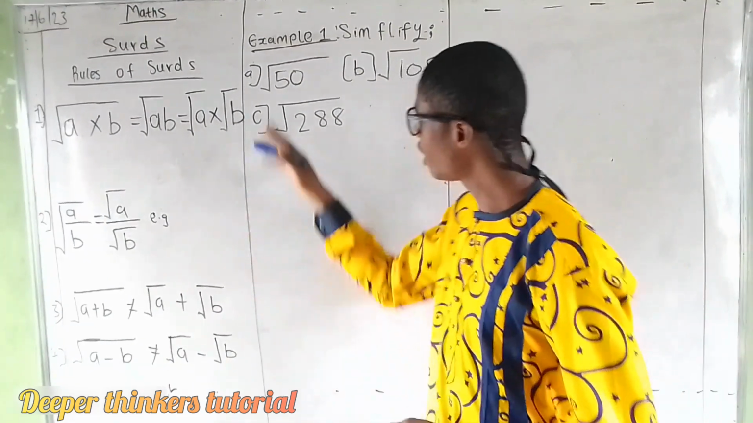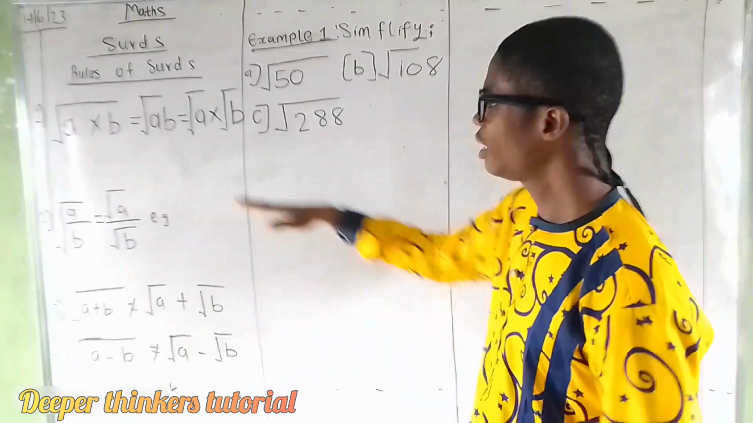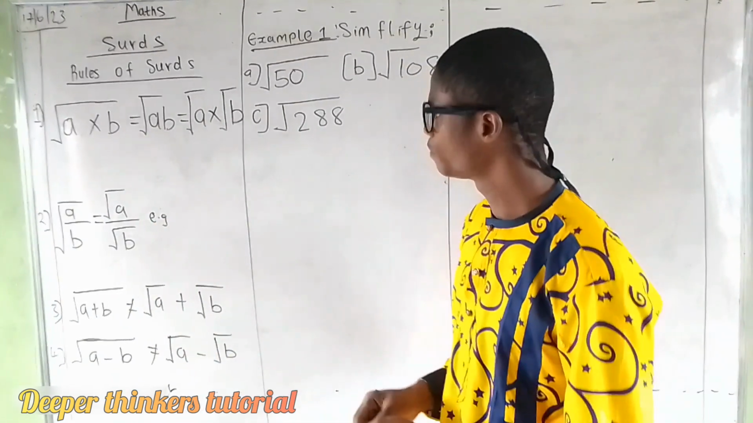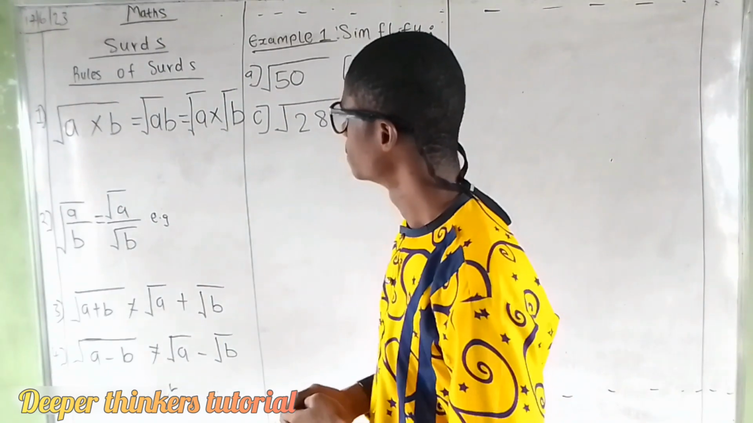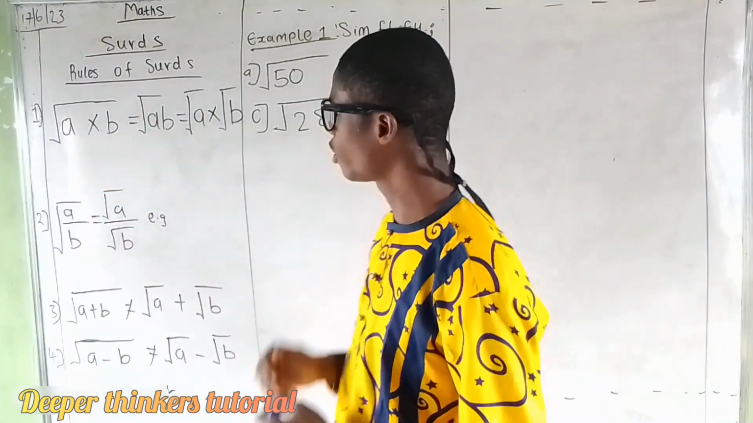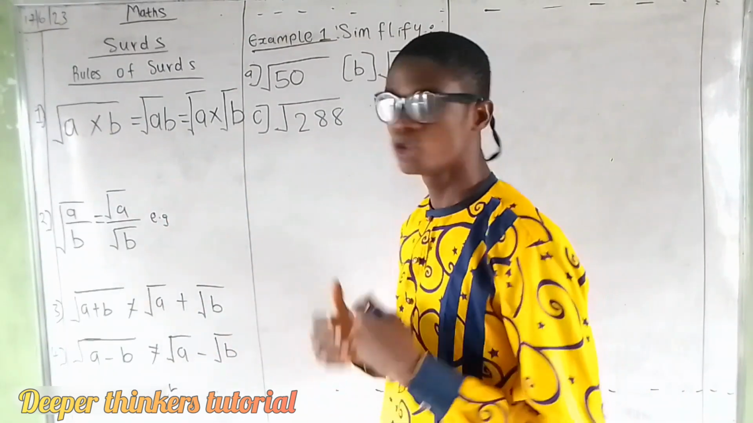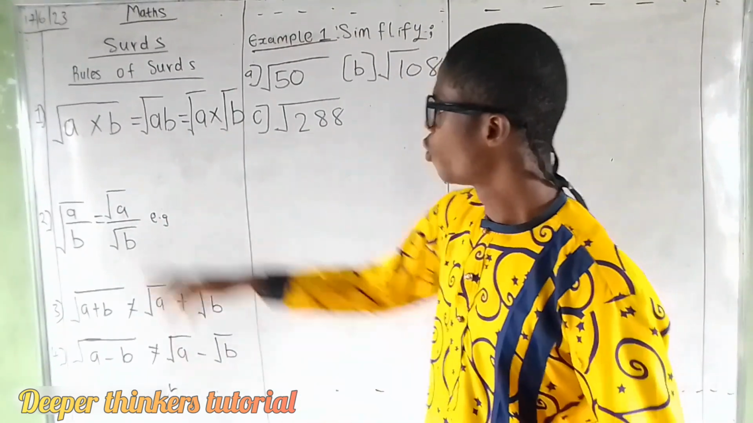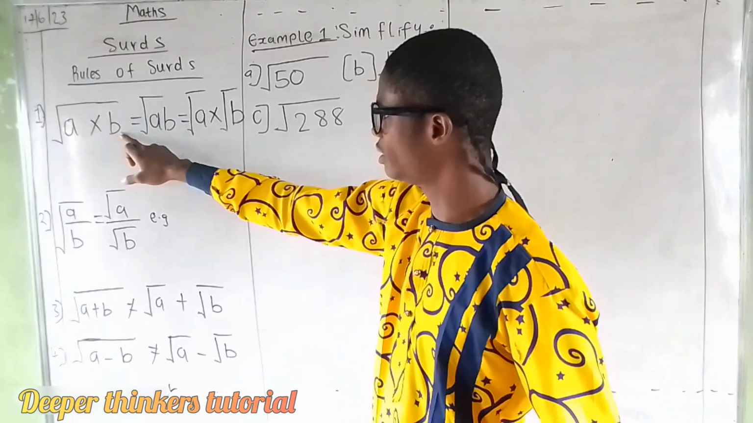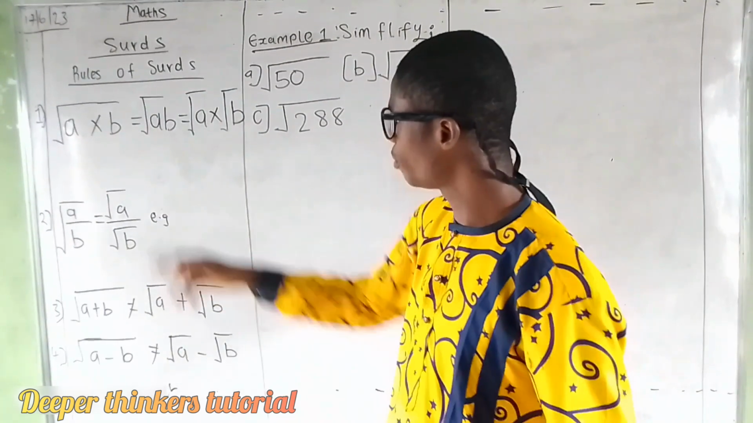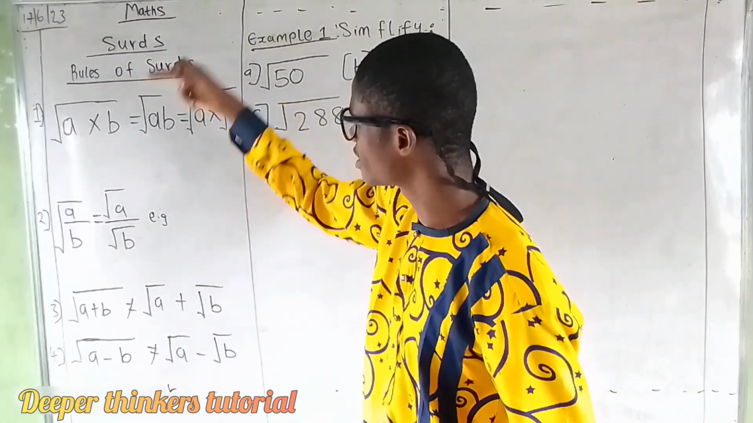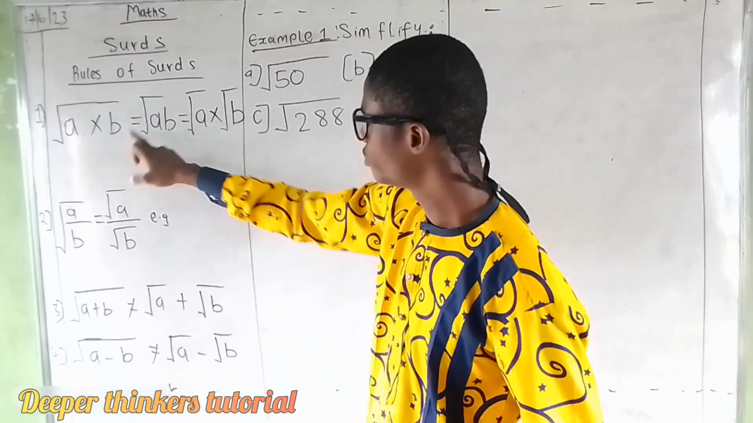For example, we have this value. But before then, let me explain the rules of surds, which are things that when you take note of, you can solve questions very well. When you multiply these two, provided this is a number or any number, then it is the same thing as when you multiply them together.